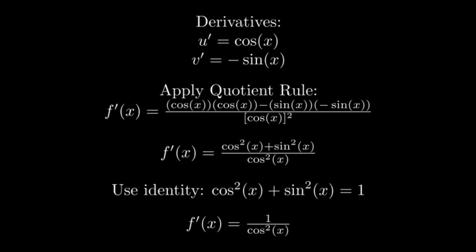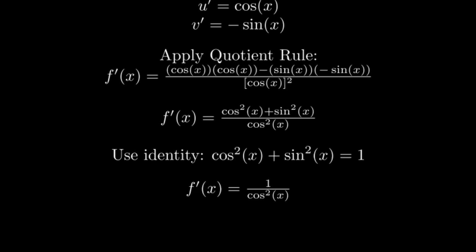This is a perfectly correct answer, but it's often written in another form. Remember that 1 over cosine x is the secant function, sec of x. Therefore, 1 over cosine squared x is secant squared x. This is another key derivative to memorize. The derivative of tangent x is secant squared x. Alright, that brings us to the end of our lecture.